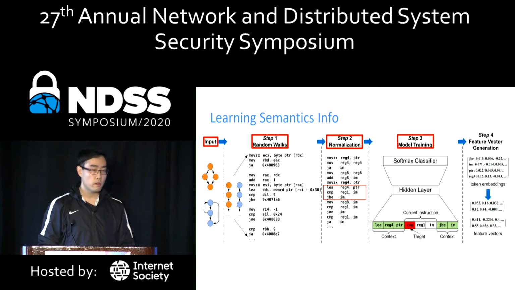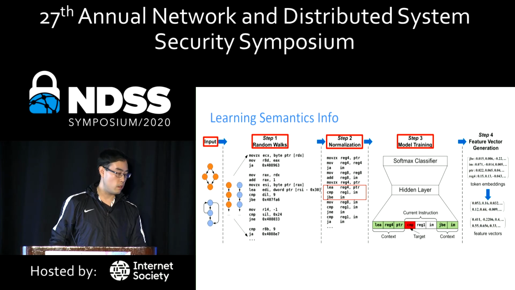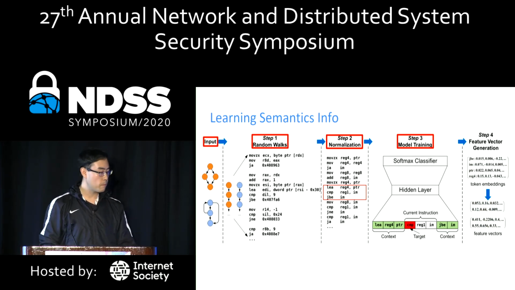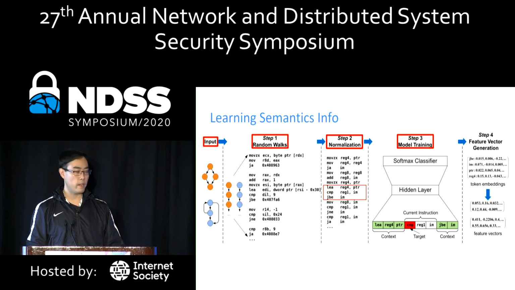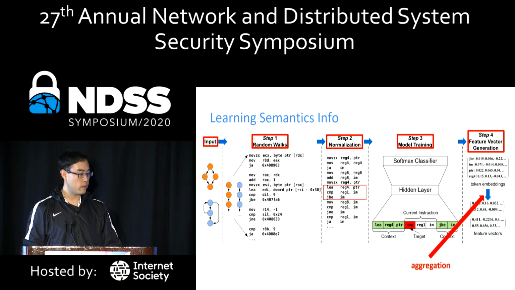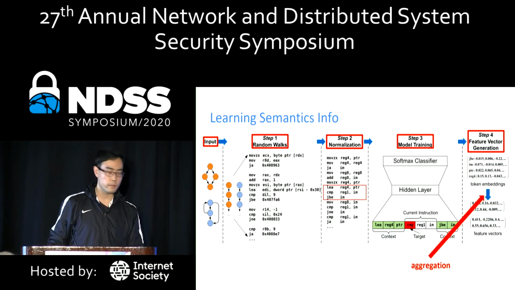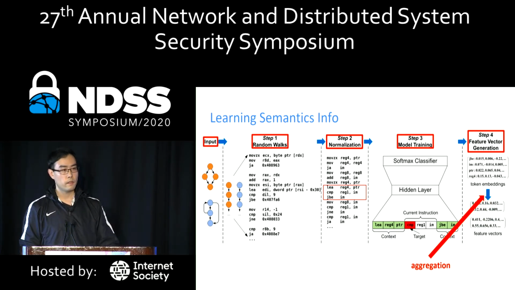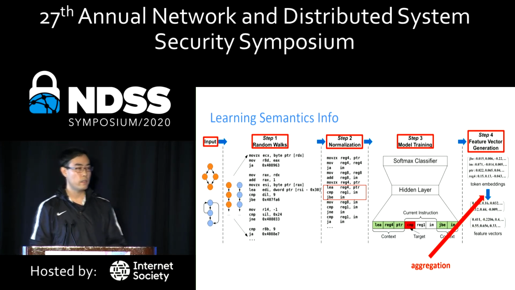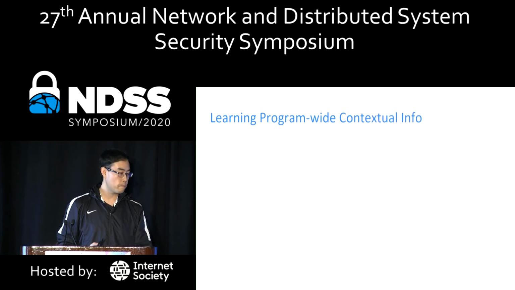And then we go through model training. It's a one-time training process based on a modified word2vec. I will refer you to the paper for the details. And then we generate the feature vectors. That aggregation process is done at this point. So right now, we have already generated feature vectors for each basic block, and each feature vector contains the semantic information.